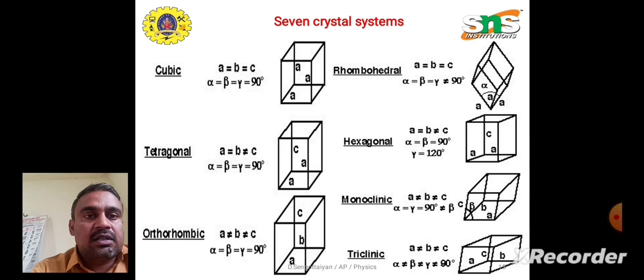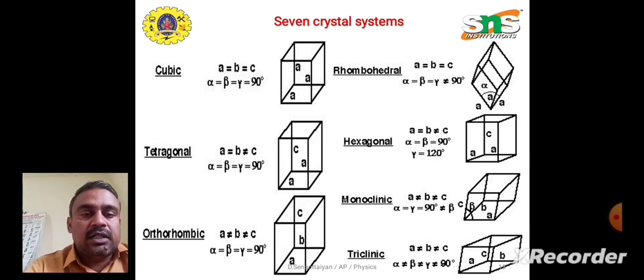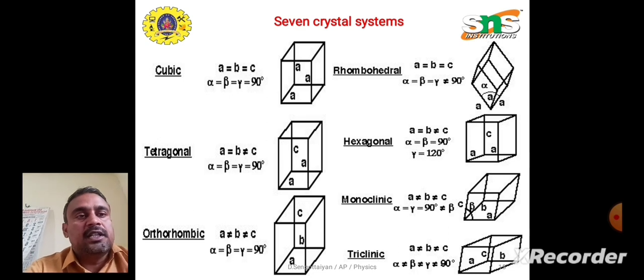Then the second one is tetragonal, a equal to b but not equal to c. So x and y are the same but not equal to the height. Alpha, beta, gamma are equal to 90 degrees. Then the next one is orthorhombic, that is a not equal to b not equal to c, so all the axial lengths are totally different. The axial angles alpha, beta, gamma are equal, and equal to 90 degrees.